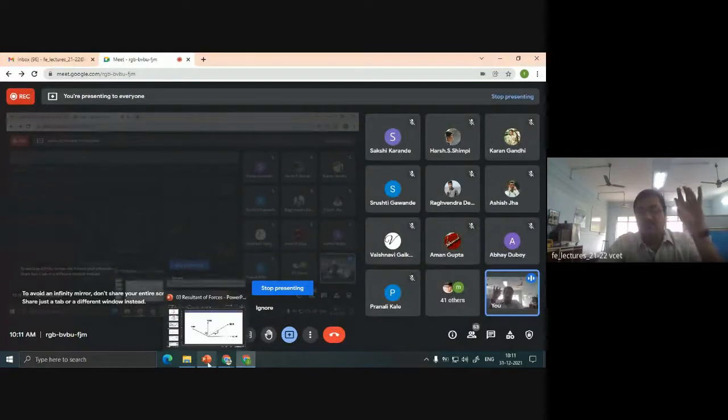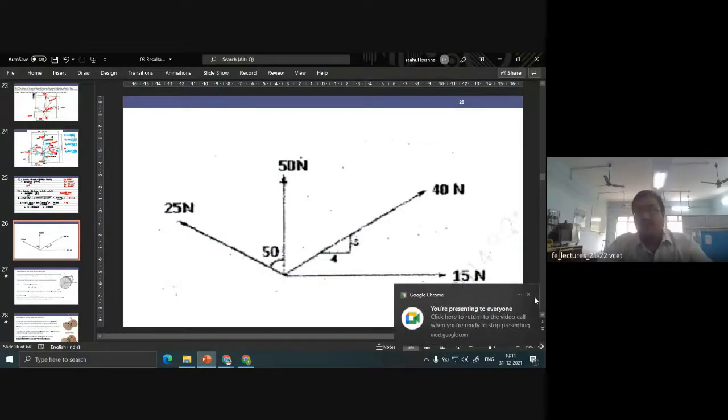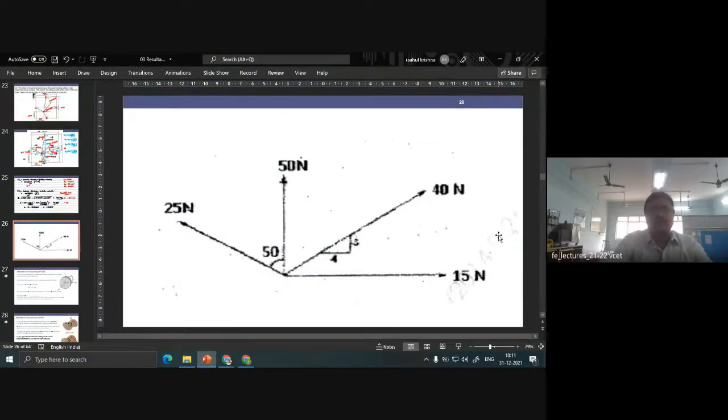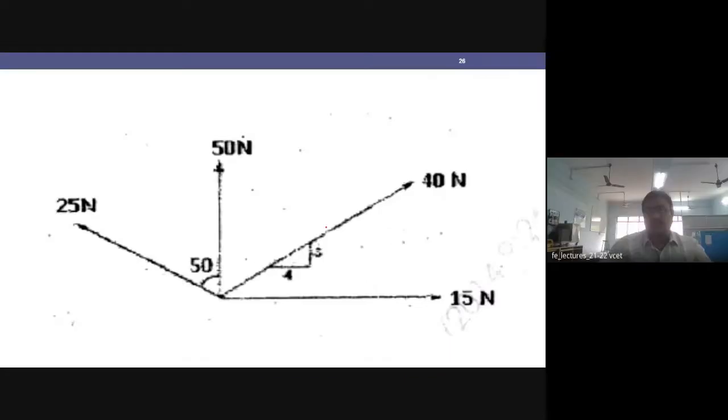Okay, screen is visible. Yes, sir. Yeah, this is your question. So quickly, it will take only 5 minutes. You are supposed to find out the resultant. Here it is given as 3 divided by 4. Let me write that here: 3 and this is 4. So this angle is 3 by 4. This is a previous university question that you are solving right now.